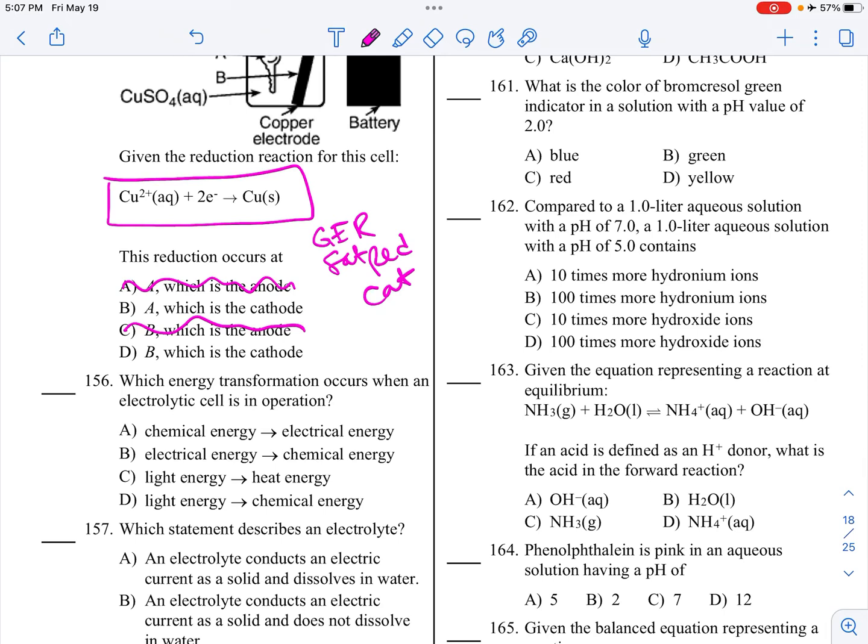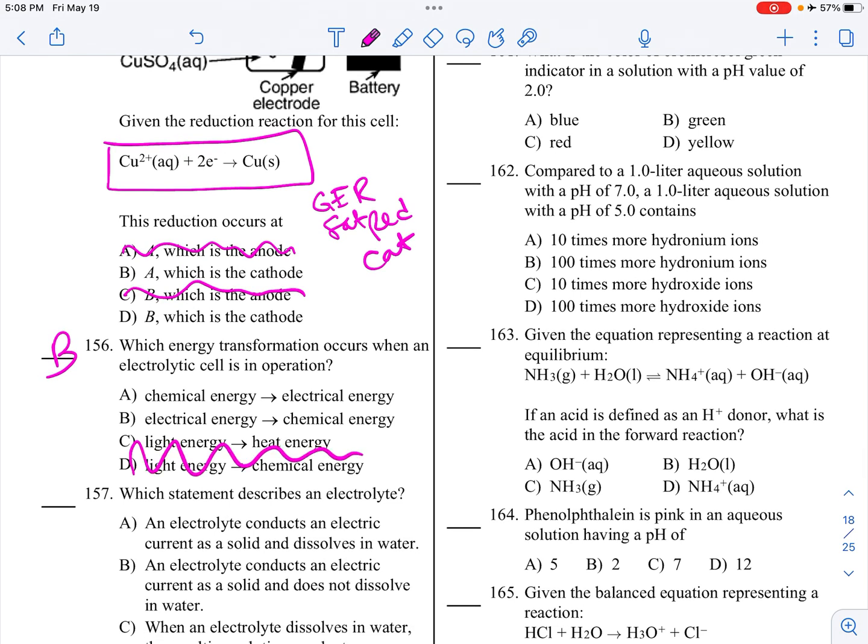156. When the electrolytic cell is in operation, it needs electrical energy to create the chemical reaction. There's no light involved anyways. Chemical to electrical, that's the voltaic.